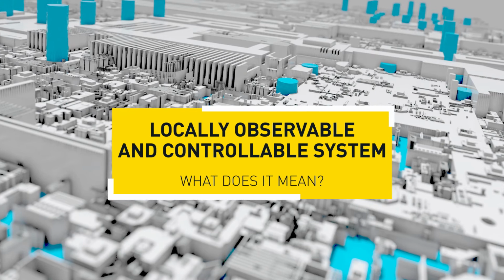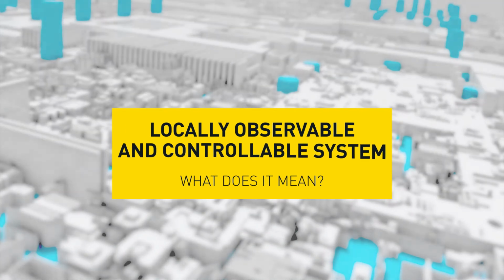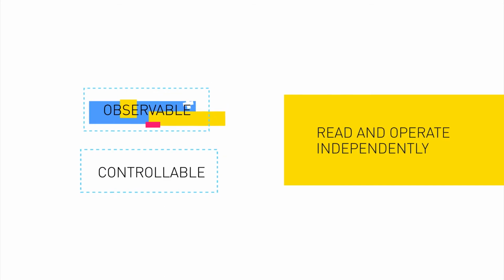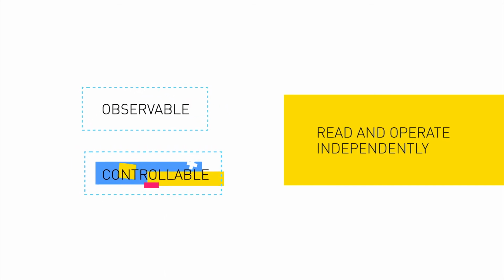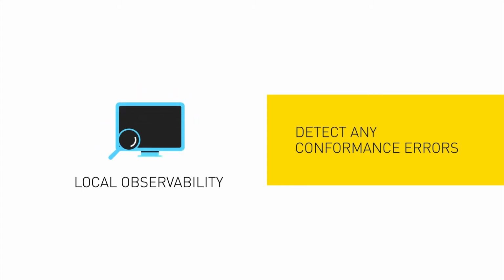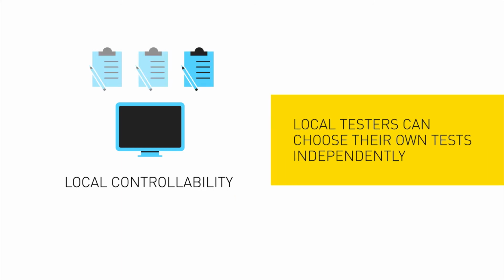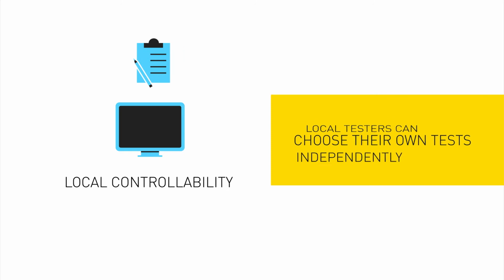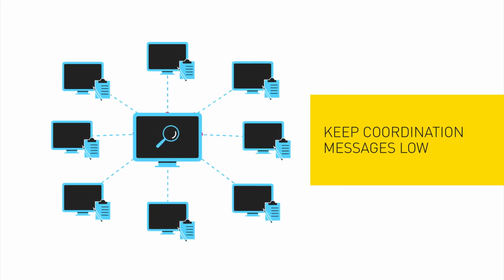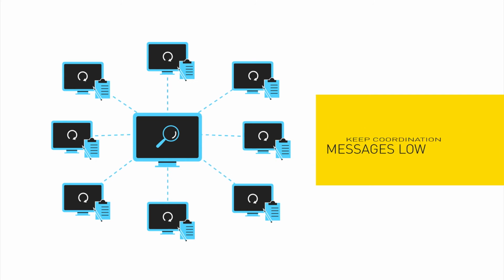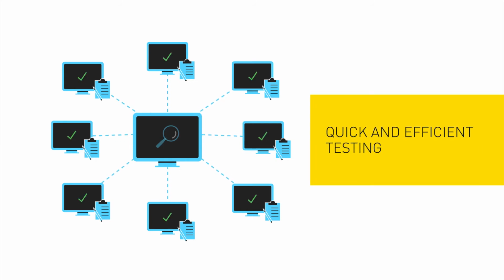So what does it mean for a system to be locally observable and controllable, and how does it contribute to minimizing these messages? These two properties guarantee that each of these local testers can read and operate their assigned test independently. Local observability means that the local testers can detect any conformance errors by themselves, while local controllability means that the local testers can all choose their own test inputs independently. Both of these are crucial properties in keeping coordination messages low and the whole test running as quickly and efficiently as possible.